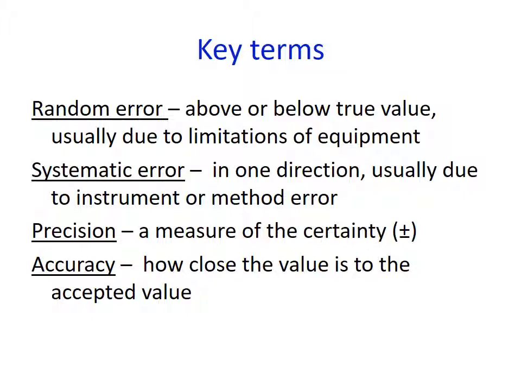Also commonly misused in English language are the concepts of precision and accuracy. They have very definite terms in science and chemistry and physics in particular, where precision is a measure of certainty and it's a plus or minus value, and accuracy is how close the value you have got through your experiment is to an accepted value.